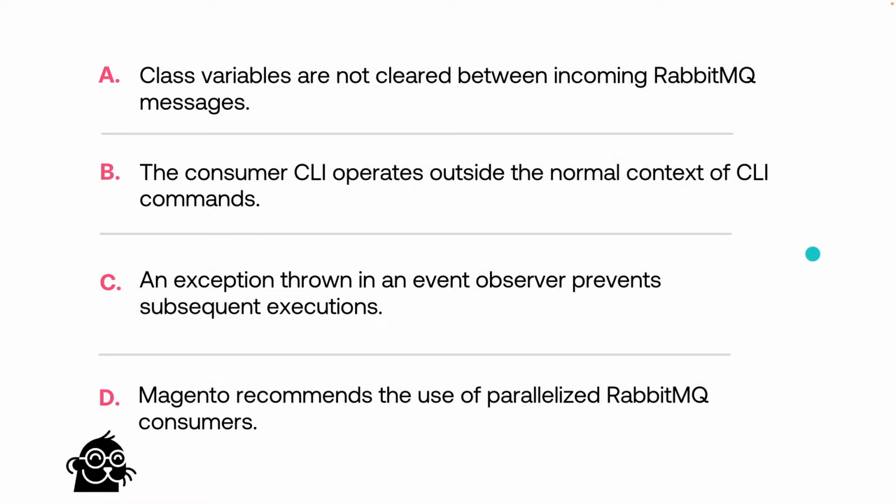A, class variables are not cleared between incoming RabbitMQ messages. Okay. B, the consumer CLI operates outside the normal context of CLI commands. C, an exception thrown in an event observer prevents subsequent executions.